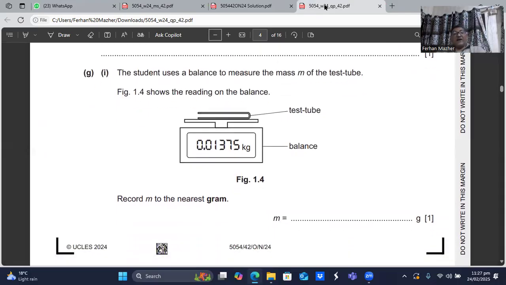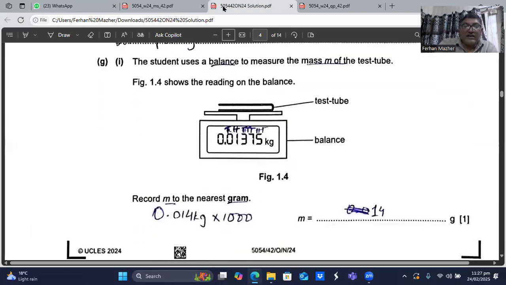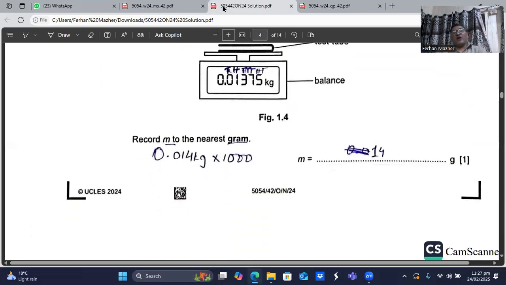Question number one is G part. He says the student uses a balance to measure the mass M of the test tube. Figure 1.4 shows the reading on the balance, so it is 0.01375 kg. Record the M to the nearest gram. So you will multiply this reading with the 1000, it will be converted into the gram.